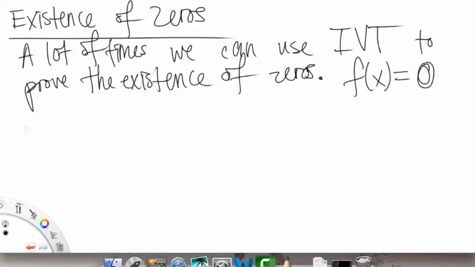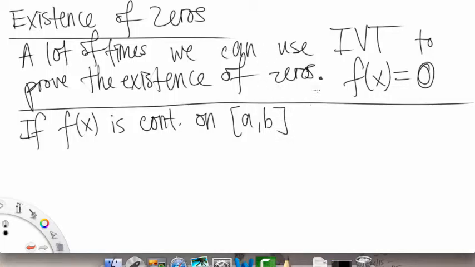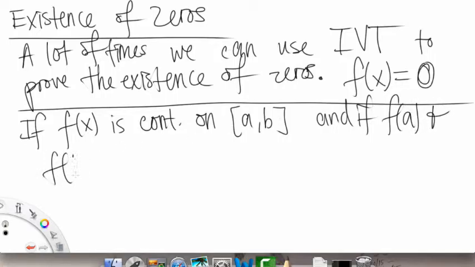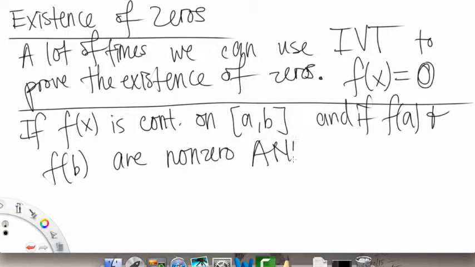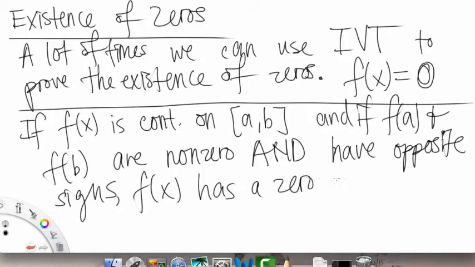So first of all, what we do is say that if f of x is continuous on the closed interval a to b, this is our x interval, and if f of a and f of b are both non-zero, not equal to 0, and they furthermore have opposite signs, so that means one is positive and one is negative, it could be either one, then f of x has a 0 on the open interval a to b.